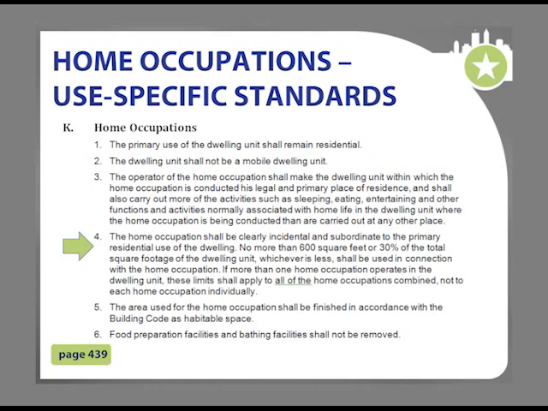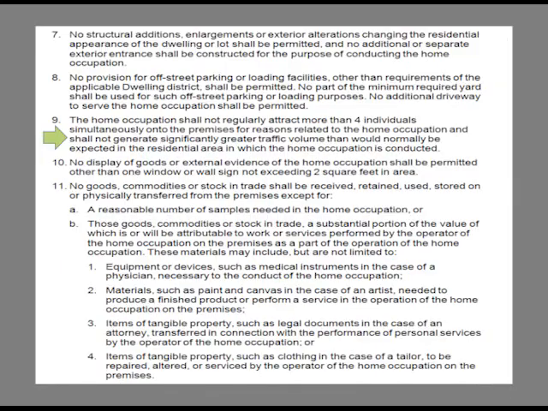I'll now go through some of the use-specific standards. Again, always look for the use-specific standards. Key things: the primary use of the dwelling unit shall remain residential. The home occupation must be incidental and subordinate. You cannot use more than 600 square feet or 30% of the total square footage of the dwelling unit in that occupation. So there's a limit to the amount of space that can be used for the home occupation. You have to maintain the residential integrity of the unit.